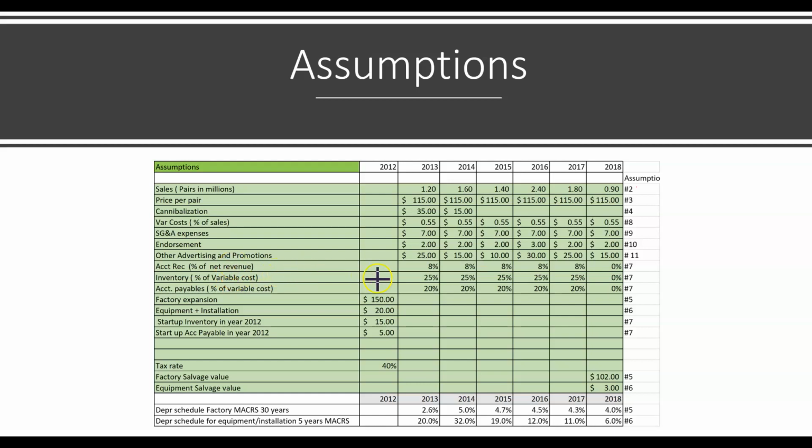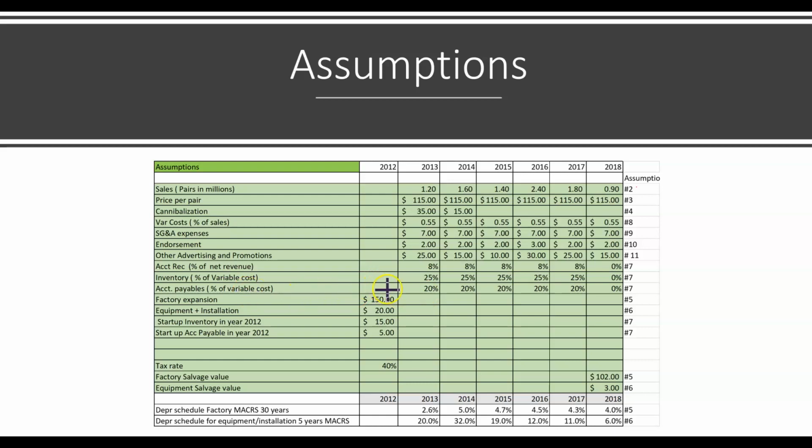Inventory, they're looking at it, would be a percent of variable cost, or again also called cost of goods sold. It's going to be 25% of whatever the variable cost is. And again, variable cost will be 55%, 0.55 times 115, I'm sorry, price per pair, the sales price. The accounts payable will be 20% of the variable cost.